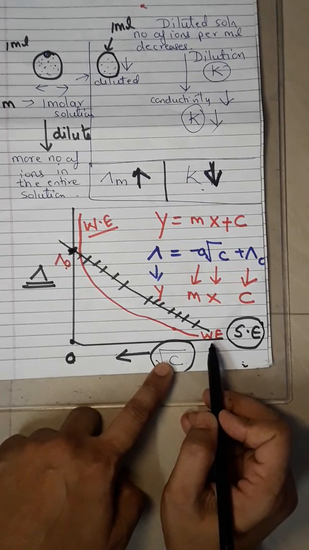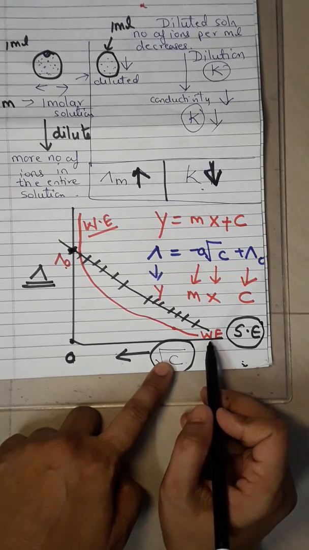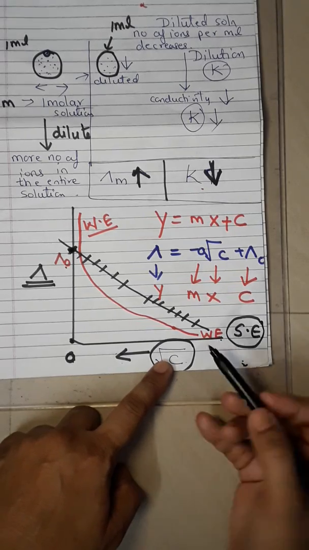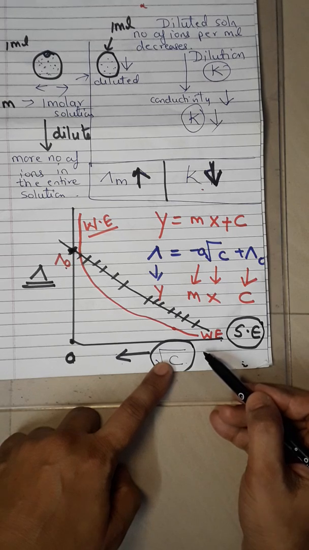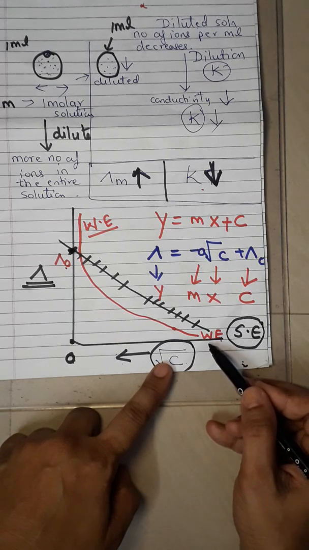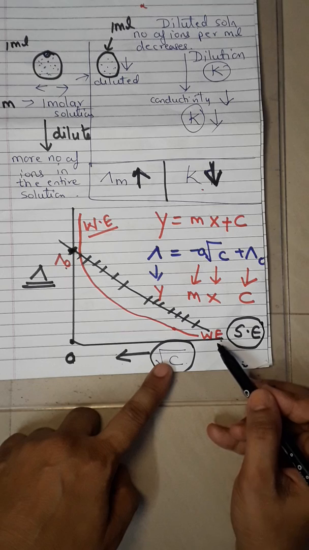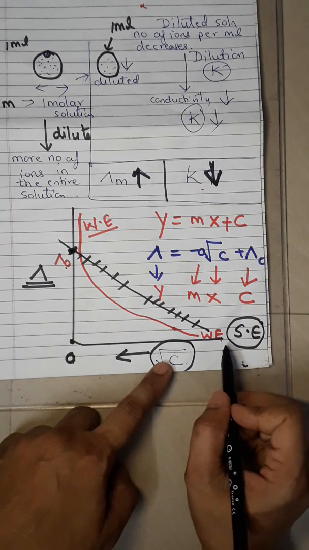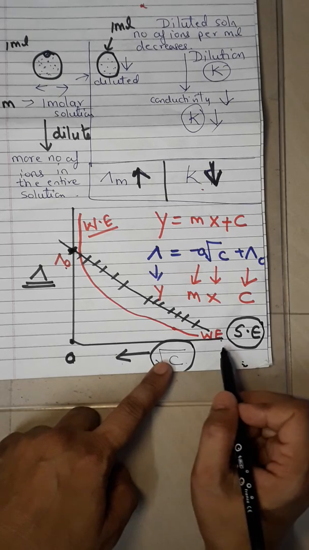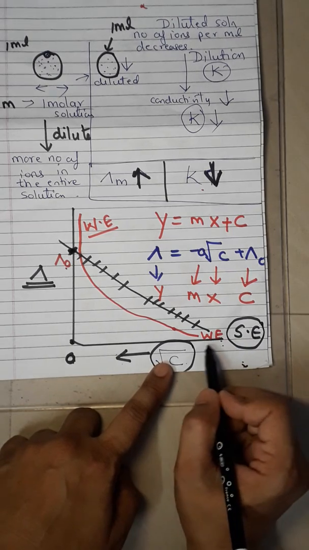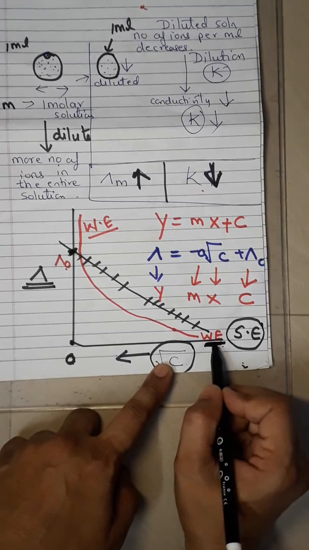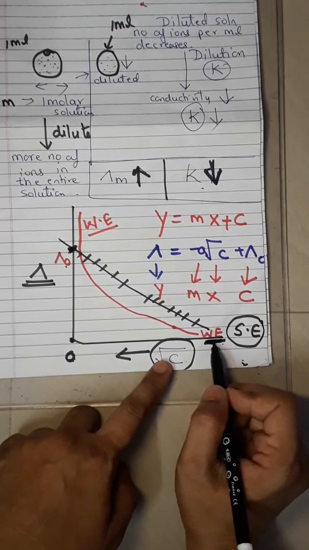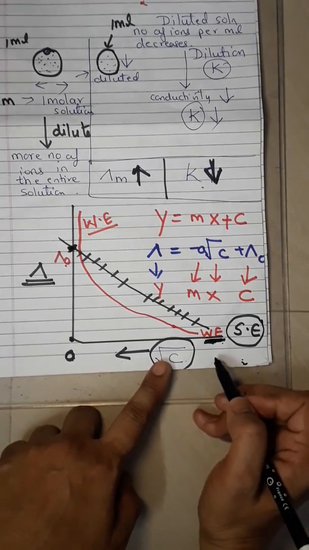Now when we talk about the weak electrolyte, as you can see with the red marker I have highlighted, for the weak electrolyte, first of all, the curve is going to be below the strong electrolyte, because the molar conductivity of the weak electrolyte would always be less than the strong electrolyte. Why is it so? Because the weak electrolyte dissociates partially, so the number of ions is less. When you add water to the weak electrolyte, ions will be formed, but because it is weak in nature, it will not dissociate completely.